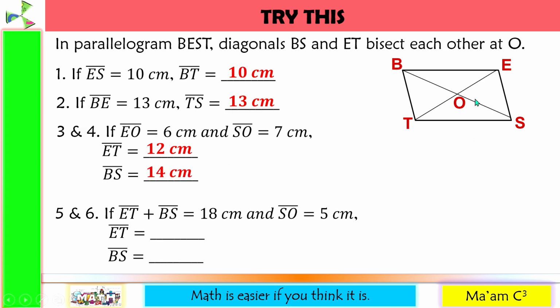Next one, if line segment ET plus line segment BS is 18 cm and line segment SO is 5 cm, then what is the measure of line segment ET and line segment BS? Let us answer this one first because we have here SO, which is 5 cm, then BS will be twice of that, 10 cm. Now, since ET and BS is 18 cm and BS is equal to 10, then therefore ET is equal to 8 centimeters.